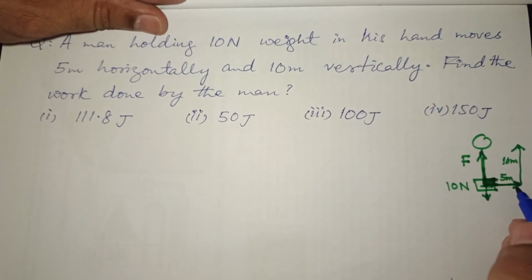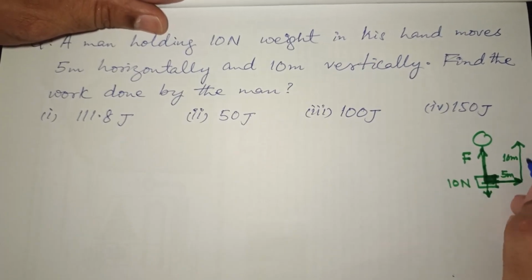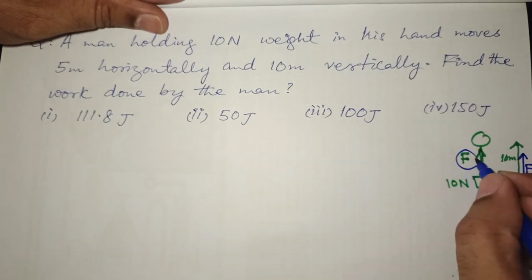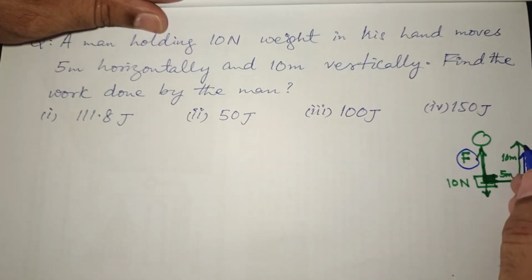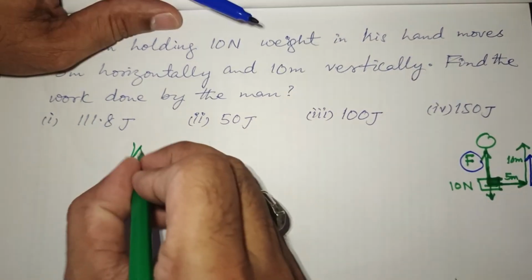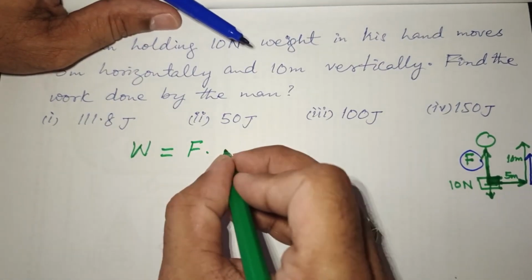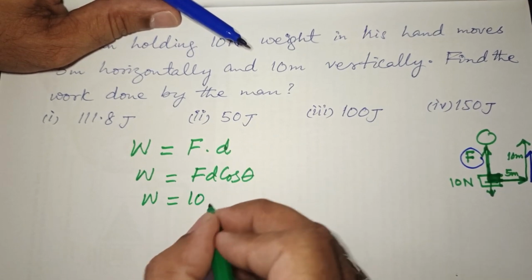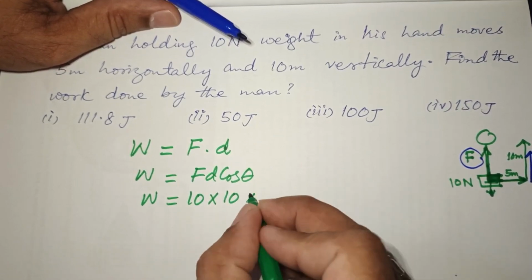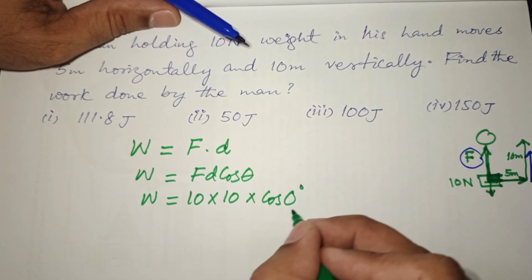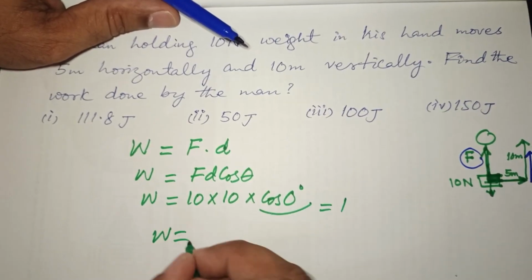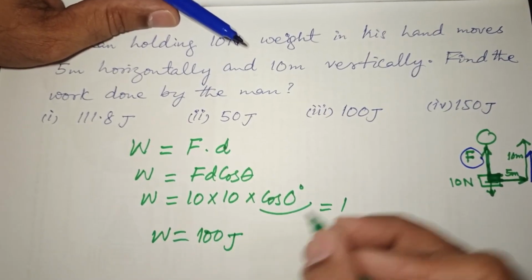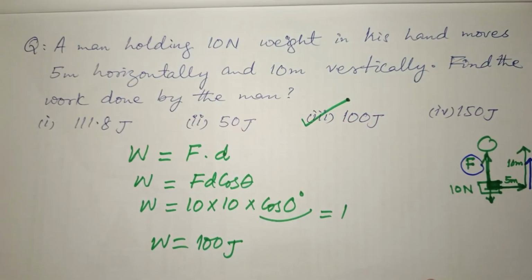In the second case, we can see that the direction of force is this one, as over here, and the direction of displacement is also in the same direction. The work done, which equals F dot D, we can write as F D cos theta. F is 10, this is also 10 displacement, and cos 0 degree equals 1. So W equals 100 joules. This is the correct option. Move to the next one.